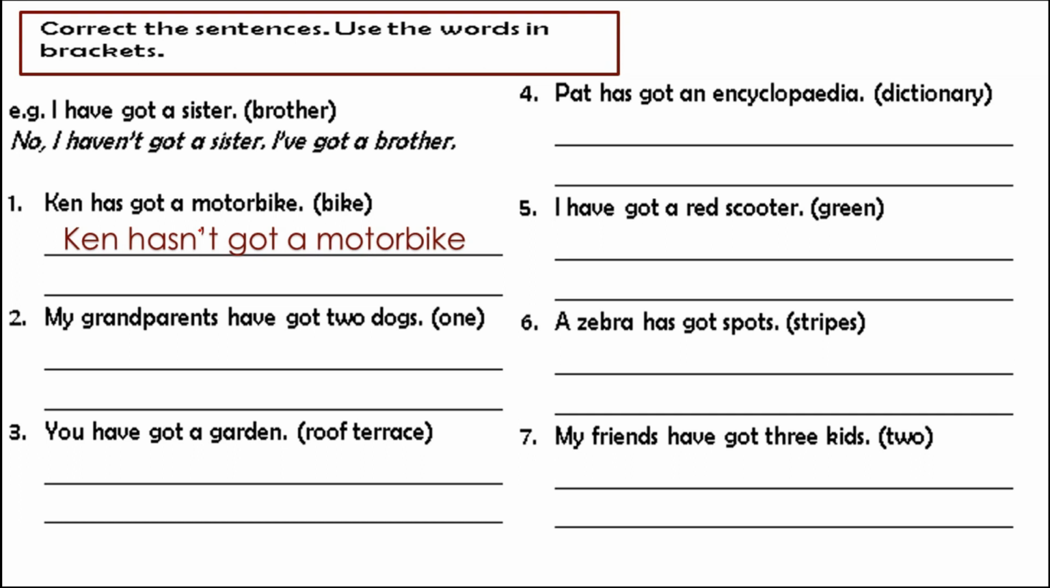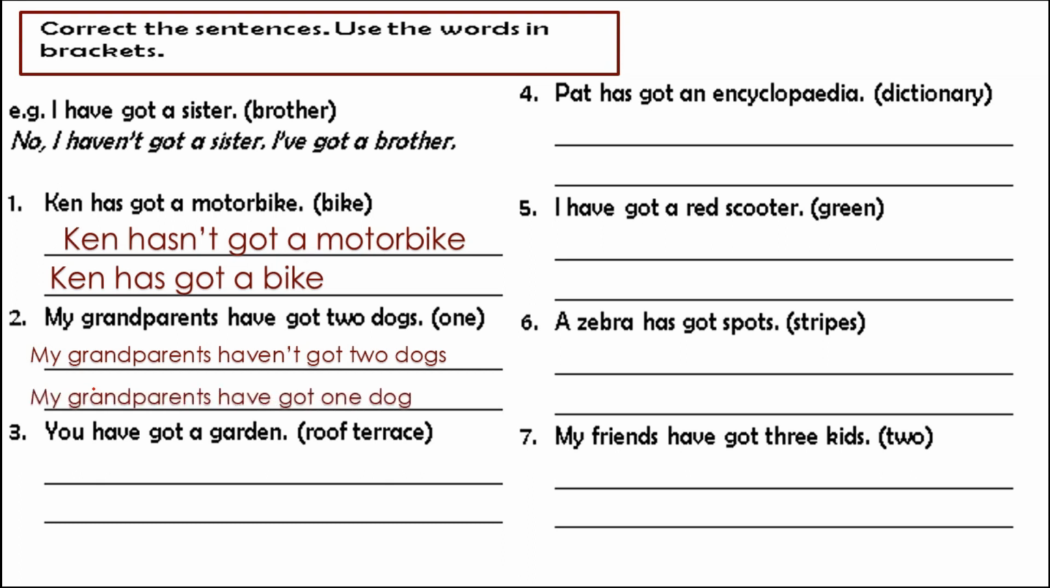Cat has got a motorbike, but in the bracket they use bike. So we would say cat has got a motorbike, and then change to cat has got a bike. My grandparents have got 2 dogs. In the bracket it says only one. My grandparents haven't got 2 dogs. Haven't got 2 dogs is the negative, based on the instruction above. You will say that, right? My grandparents have got 1 dog, based on the bracket given.